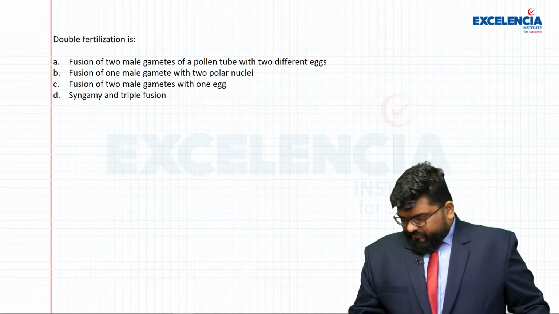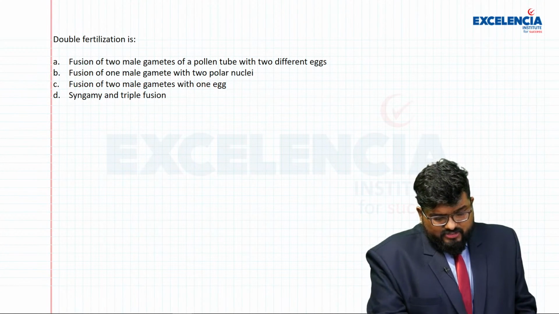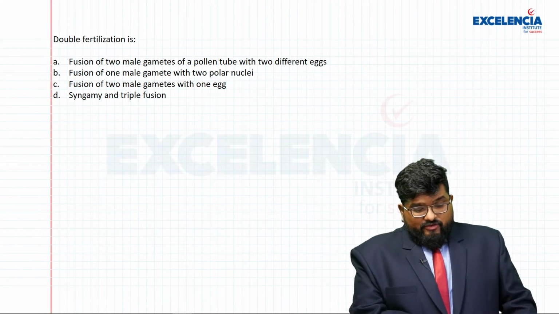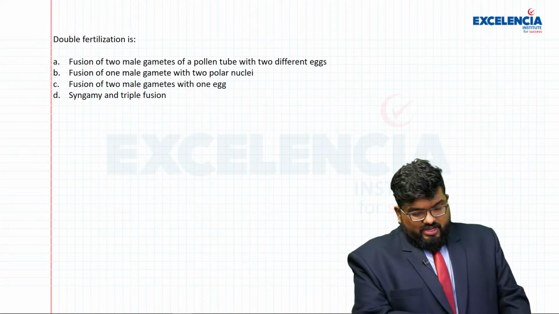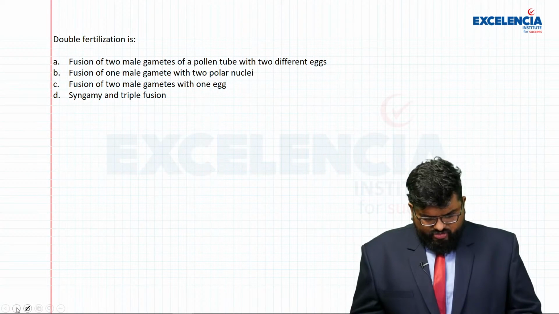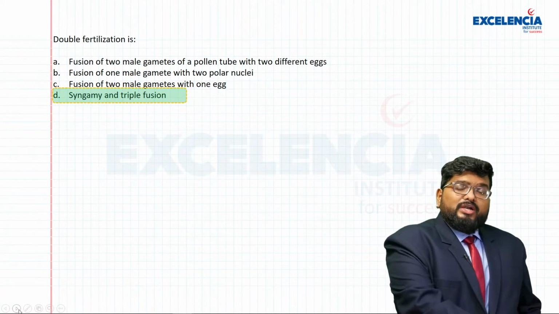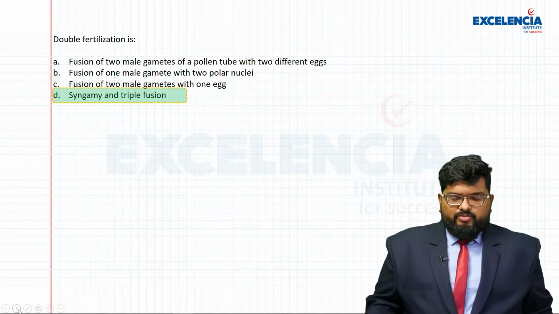Next question. Double fertilization is fusion of 2 male gametes of a pollen tube with 2 different eggs, fusion of 1 male gamete with 2 polar nuclei, fusion of 2 male gametes with 1 egg, or syngamy and triple fusion. The answer over here is syngamy and triple fusion. Okay, what is syngamy and what is triple fusion? Let's just do a quick revision of the process.